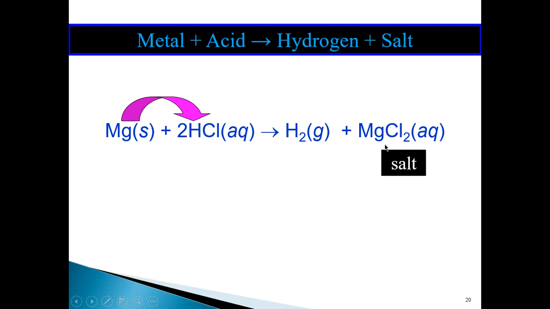And as I said before, we can determine the formula of the salt based on the formulas of the reactants. As you can see, the formula of the salt is determined as a result of the magnesium combining with the chloride, excuse me, of the acid.